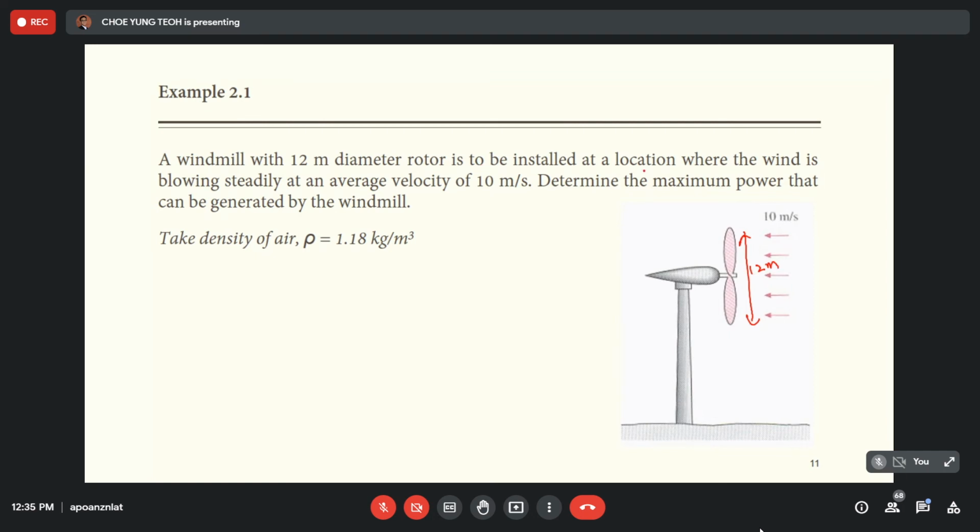...is to be installed at the location where the wind is blowing steadily at an average velocity of 10 meters per second. Determine the maximum power that can be generated by the windmill. Okay, so same thing, you can do it properly.